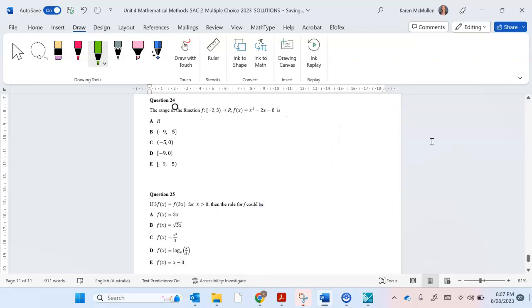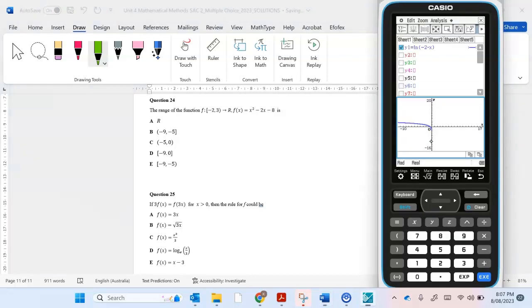All right, the range of the function is... these are typical questions as well. We've got a parabola. Good luck trying to graph it. So x squared minus 2x minus 8. All right, let's just graph that. There is another way of doing this, but I'm just going to show you on the graph. Okay, so there's your parabola.